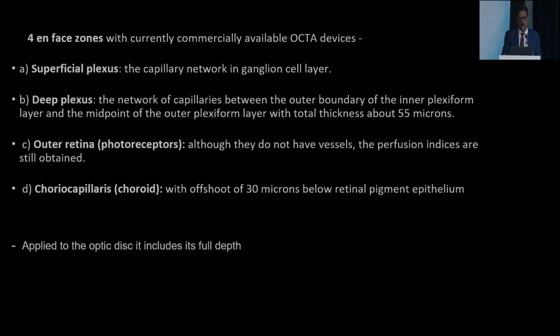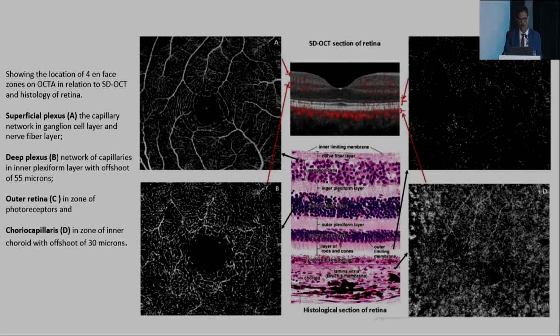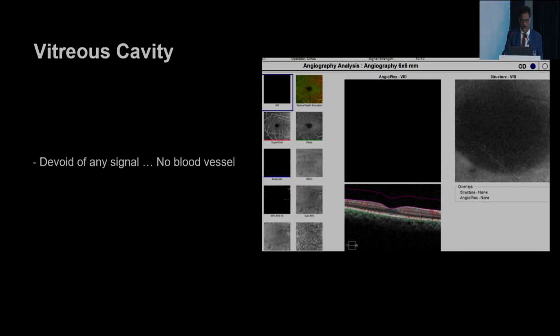I will come to them one by one. The superficial layer, from the ILM to the IPL, is the superficial plexus. From the IPL to the OPL is the deeper plexus, and from the OPL to the photoreceptor zone is the outer retina, and RPE and the deeper layers of the choriocapillaris.